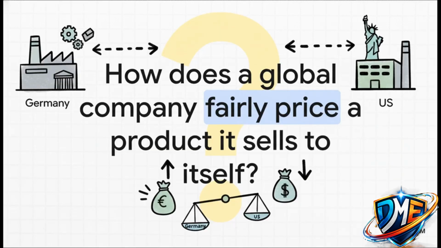So let's just jump right in with the big question, the one that this is all about. Picture a huge multinational company, right? Its division in Germany makes a really important part, and then sells it to its division in the United States for the final assembly. So, what's the right price? If you set it too low, you're artificially pushing profits into the US. Too high, and the profits all get stuck in Germany. That's the puzzle transfer pricing has to solve.